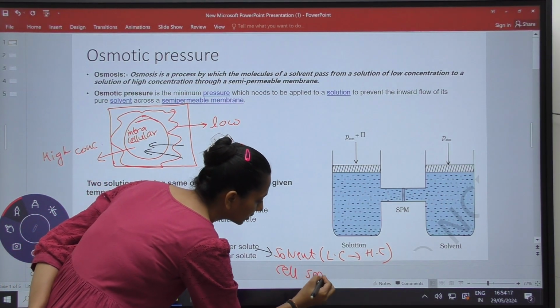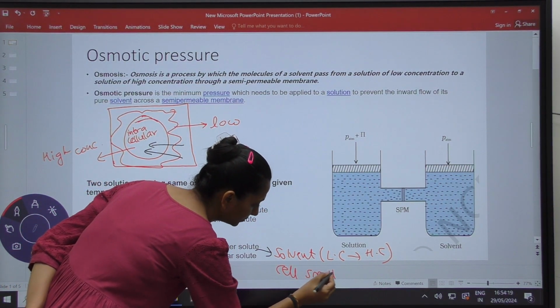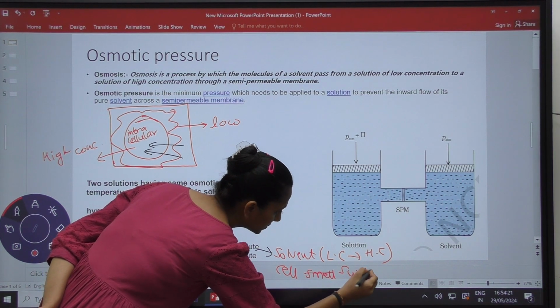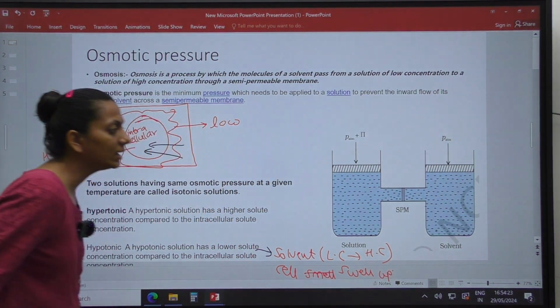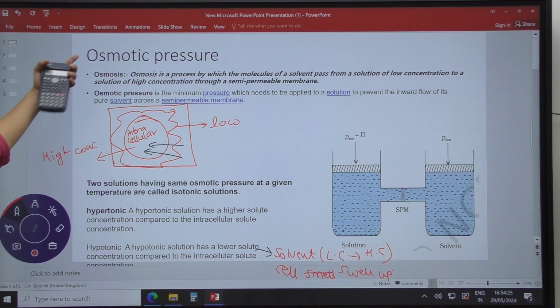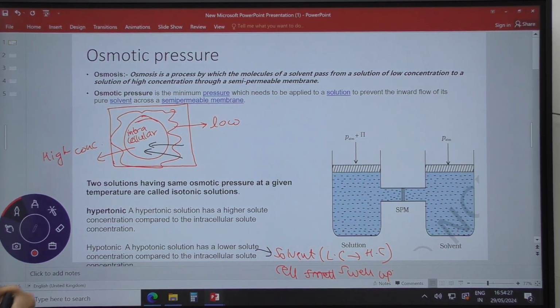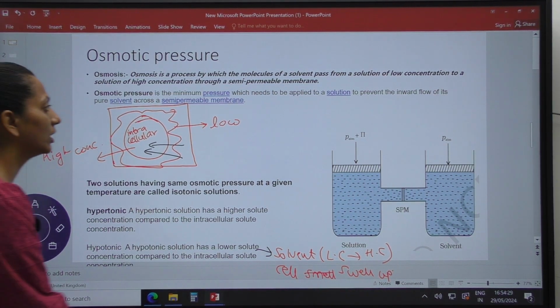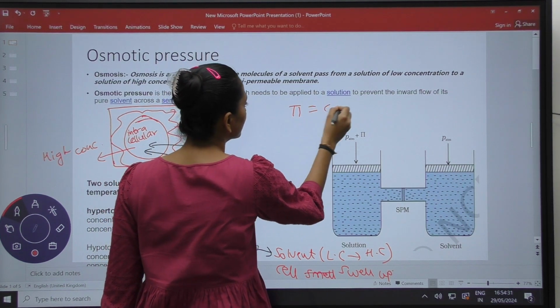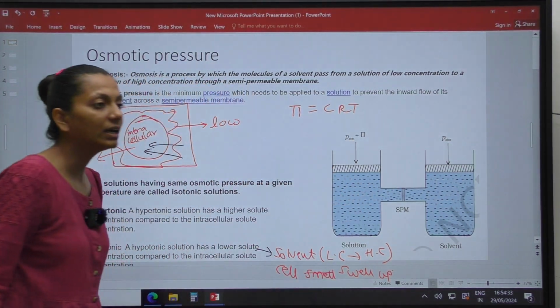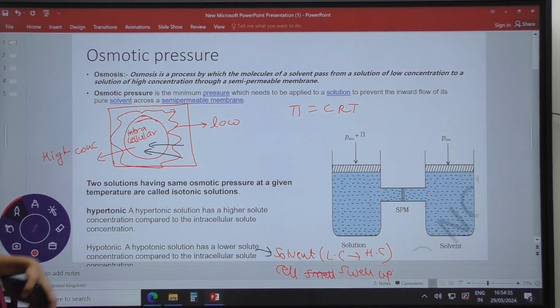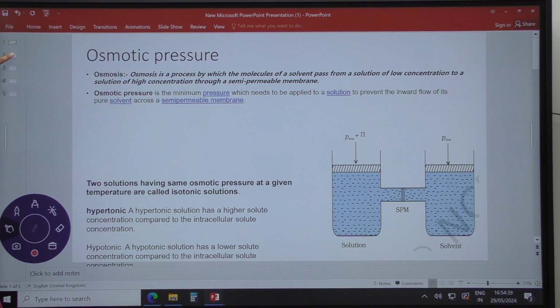My cell is going to swell. This is going to swell up. Okay, so that's it. We have covered osmosis, osmotic pressure, and three kinds of solution, plus the formula for the osmotic pressure, pi is equal to CRT. Till now we have studied this much. Let us see a question related to the osmotic pressure.